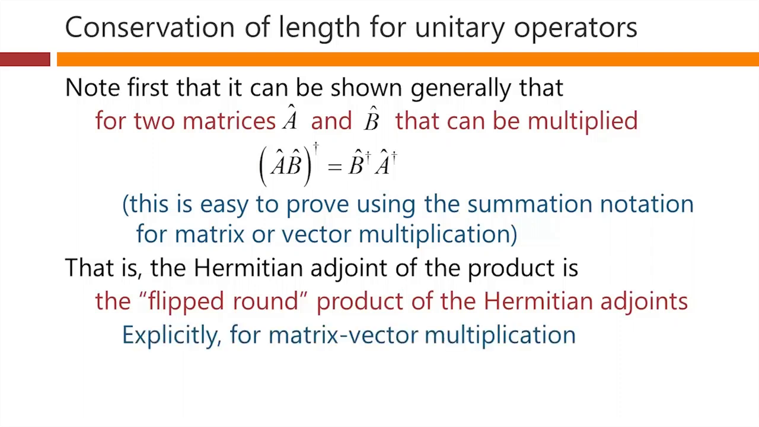And explicitly for matrix vector multiplication, because vectors are just special cases algebraically of matrices, if we take the Hermitian adjoint of A operating on this ket vector here, the result will be the bra vector, which is the Hermitian adjoint of the ket vector, times the Hermitian adjoint of the operator A.